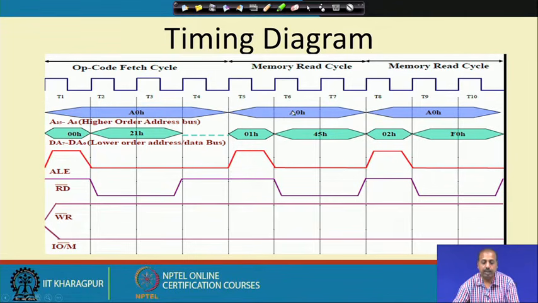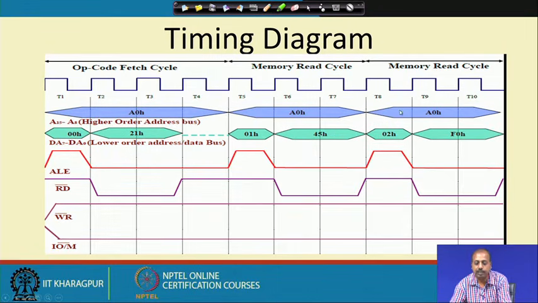It will put the higher order address part A0 onto the higher order address bus. It will put the lower order address part 01 hex onto the lower order address bus, give the ALE signal, and then give the read bar signal. As a result, memory will put this 45 hex onto the data bus, and this 45 hex comes to the processor, and the processor puts it into the C register, because that is the lower order byte.